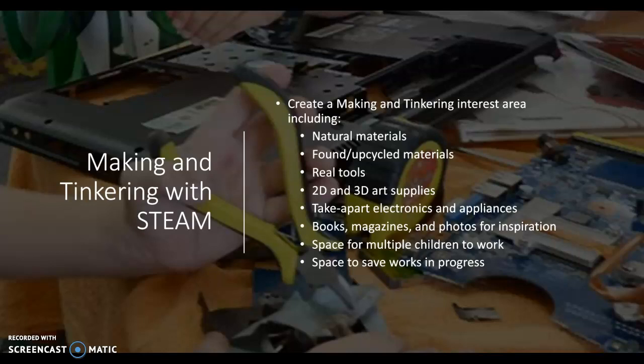tinkering with STEAM. So there's a lot of components that I would really like to include at a minimum, such as natural materials and found and upcycled materials like bottle caps and pens that have run out of ink and different things that we can use there, and real tools for the children to use, 2D and 3D art supplies, so things like pipe cleaners and paper clips and pom-poms, along with crayons and markers and paint.